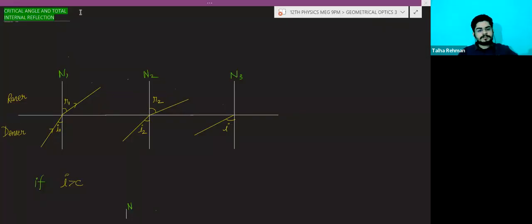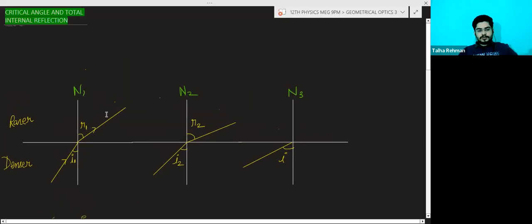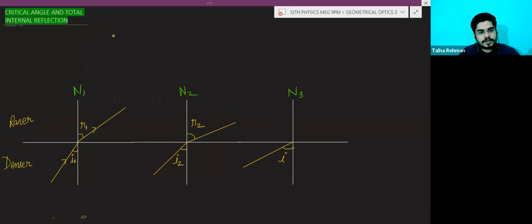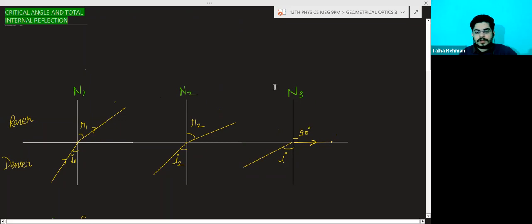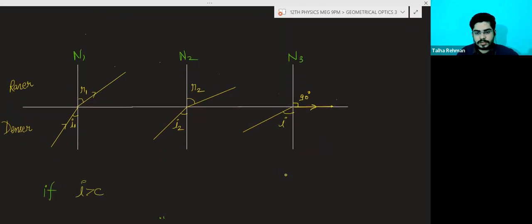This is a denser medium, this is a rarer medium, and suppose the light ray is going from the denser to the rarer medium. The first angle of incidence is I1 and the angle of refraction is R1. When you increase the angle of incidence, the angle of refraction also increases. When you increase the angle of incidence again, the angle of refraction becomes 90 degree, and that angle of incidence is known as the critical angle. So here the angle of incidence is equal to the critical angle. C is the critical angle.